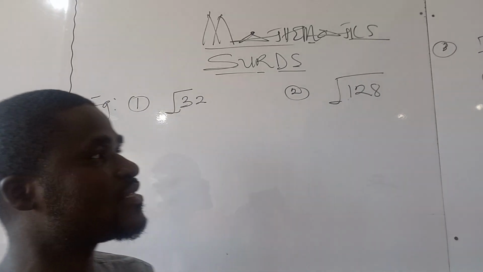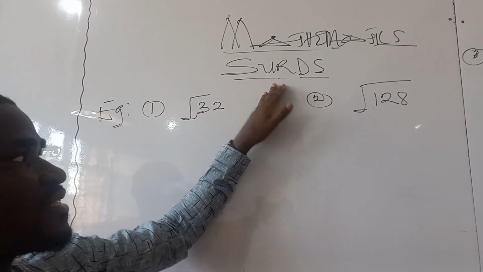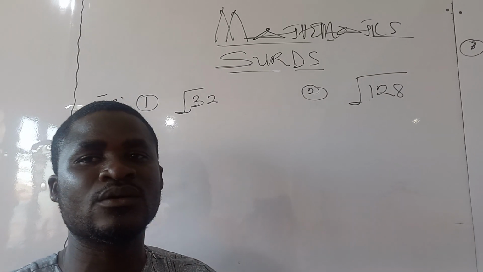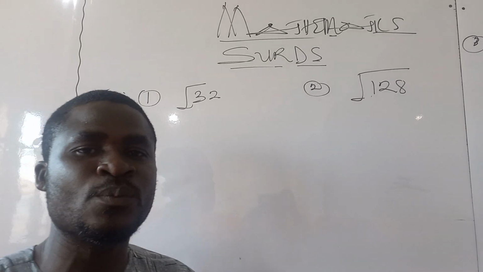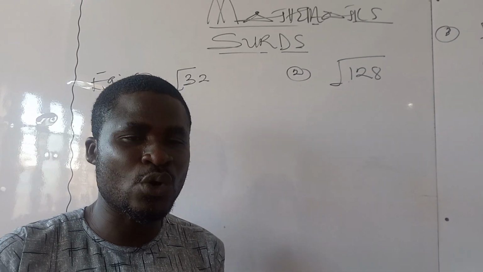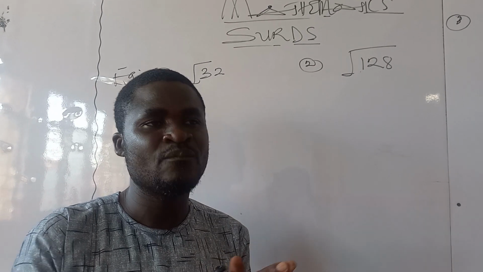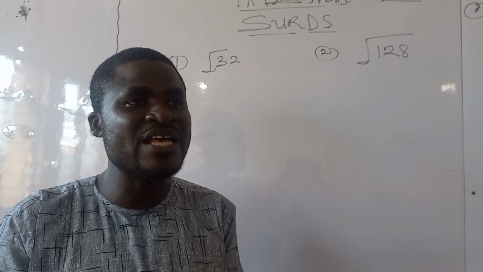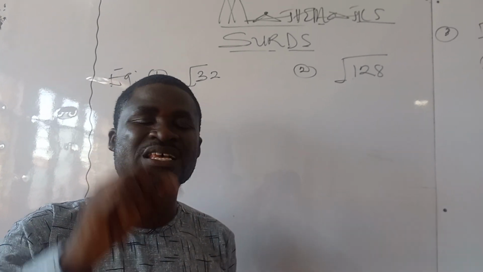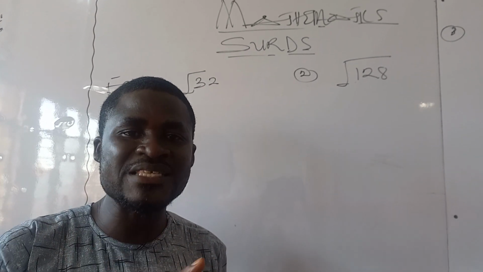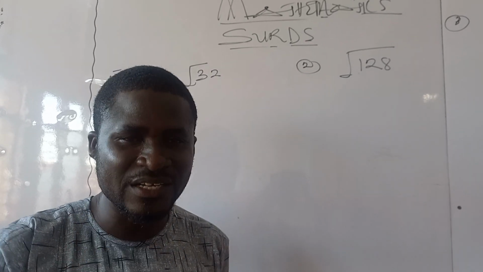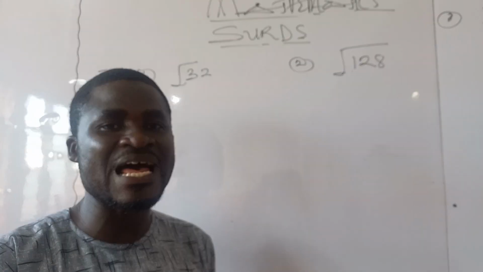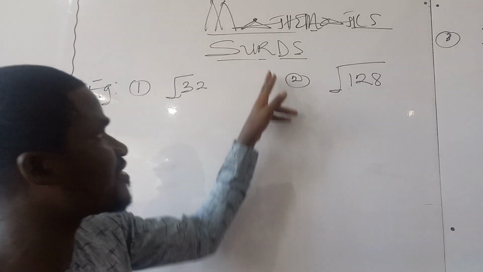Today we are going to look at surds. Now, whenever you square any number which gives you an exact value or exact figure, we call those numbers rational numbers. And we have some numbers, whenever you square them, it won't give you an exact value. Those numbers are also called irrational numbers. So in conclusion, irrational numbers are also called surds.